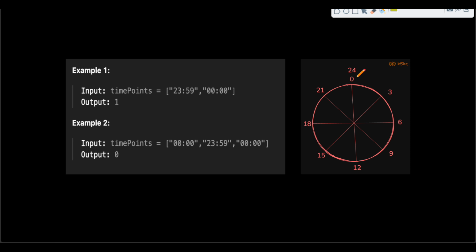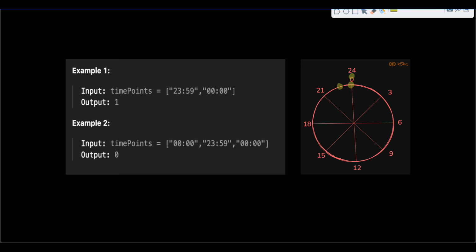So now coming back to our problem, time points are given as 23:59 and 00:00. So that will be this point. So the difference between them is 1 minute. Similarly, in example 2, time points are given as 00:00, so that is this one, 23:59, that is this one, and 00:00, so that is again this one. So here we can see that 2 points occur at 00:00. So the time difference between them is 0 minutes, and that is why we will return 0 as an answer.